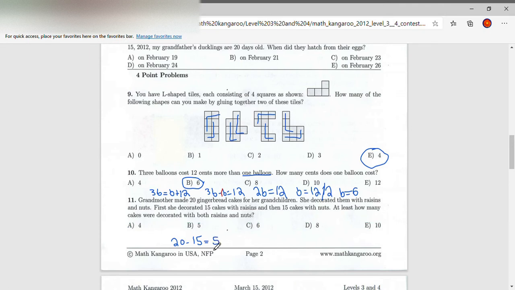But then it also says there's 15 cakes with nuts. So since it says least, we want to subtract 15 minus 5, meaning that there's still 10 cakes that have to be made with nuts. And you can't just put more nuts on the ones that already have nuts. So we're going to have to put these 10 on the ones with raisins, meaning that it has both raisins and nuts, meaning that 10 would be our answer for how many cakes are decorated with both raisins and nuts, which is E, 10.